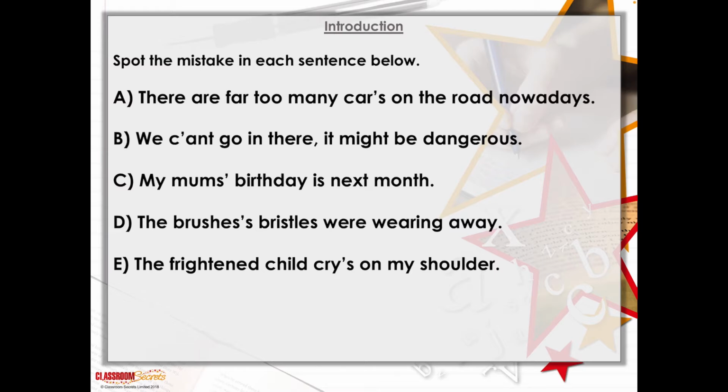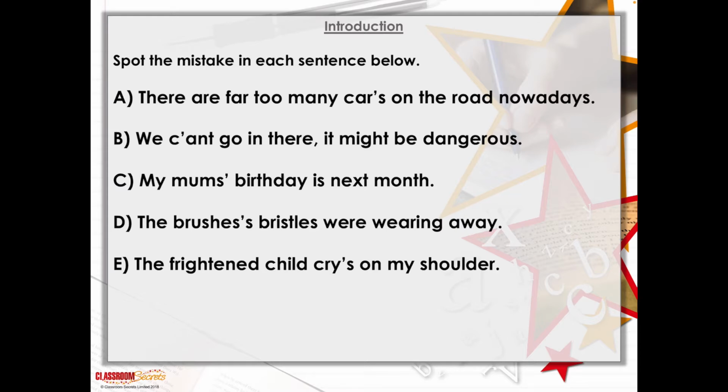Then looking at question B, it says we can't go in there. It might be dangerous. So in this example, the apostrophe is being used for a contraction. But is the apostrophe in the correct place? Remember, we add the apostrophe where the missing letters should be in the spelling. So can't is short for cannot. So in this case, the apostrophe wants to be between the N and the T because it's the O in not that is missing.